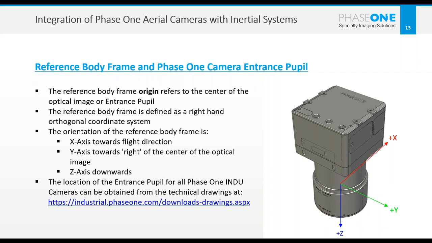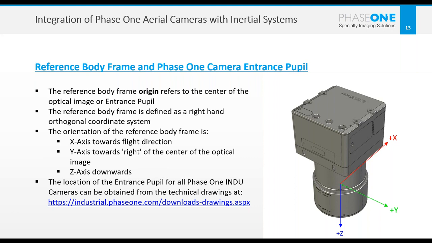Okay, so this origin is where everything is oriented to. The reference body frame, of course, is defined as a right-hand orthogonal coordinate system, which means when you have your right hand, the thumb, index, and middle finger comprise the X, Y, and Z axes, with the X axis pointing in the forward direction, or the flight direction.